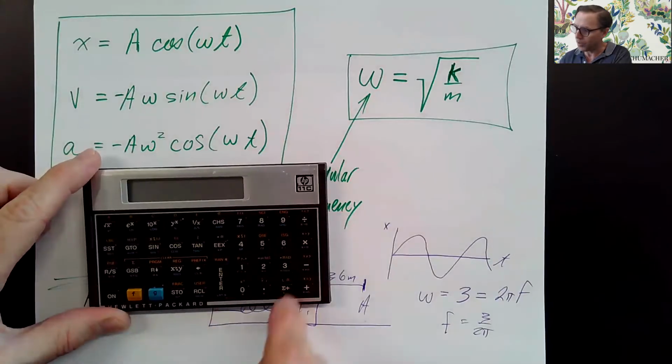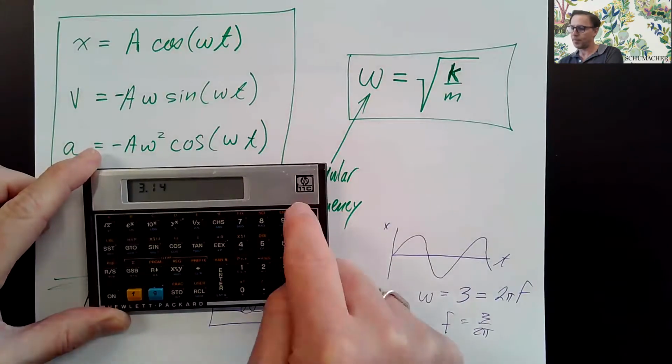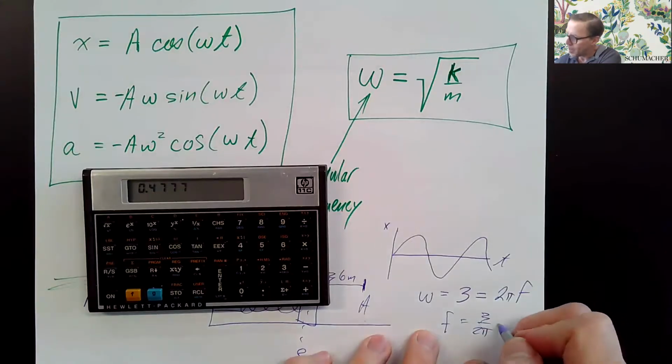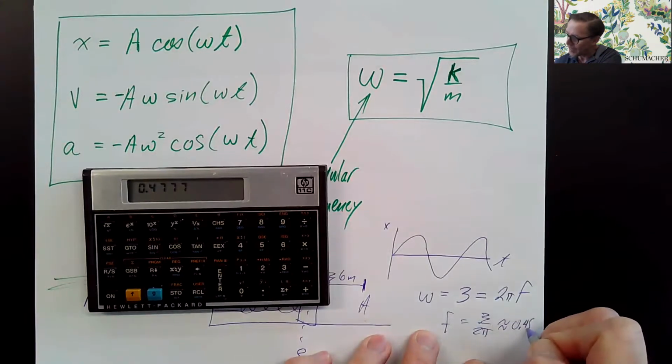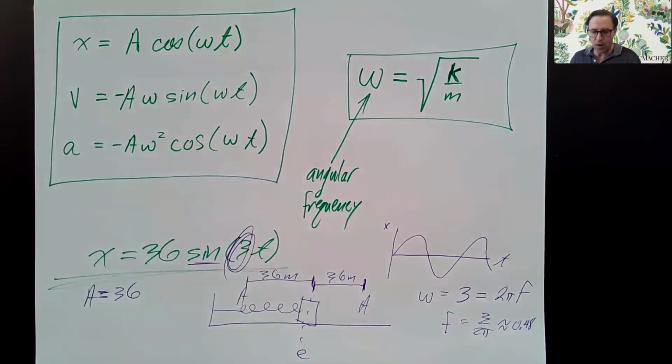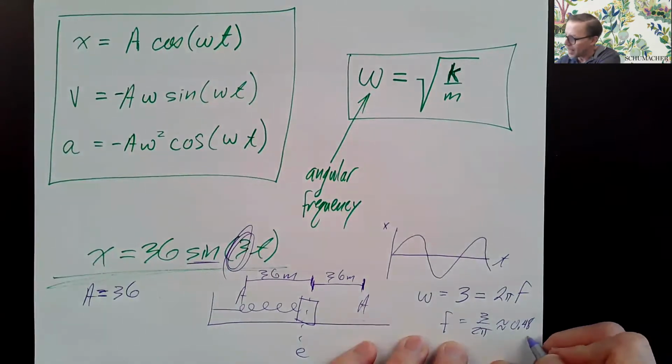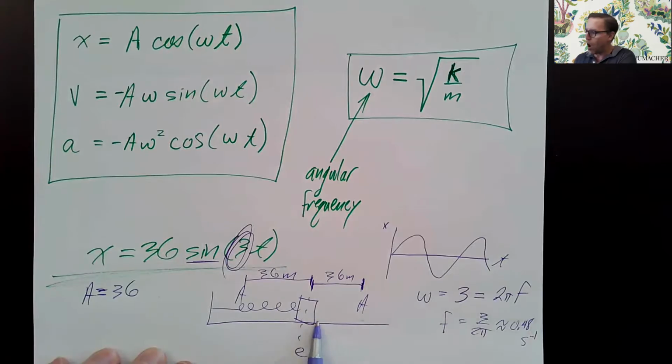3 divided by 2 divided by pi, and I get 0.477. Did you see how I did that? I divided 3 by 2 pi. I'm tempted just to call that 1/2, but we'll call it 0.48. So I do almost a half of a cycle each second. Frequency has the unit s to the -1. So I go almost all the way over and back in a second. Maybe not quite.